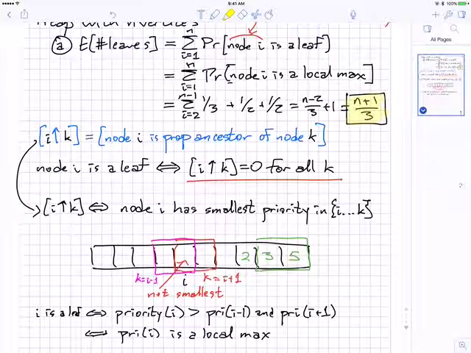And then the probability of having 2 children, if you're node 1, is 0, because you can only have a right child. And for node n, it's 0, because you can only have a left child.